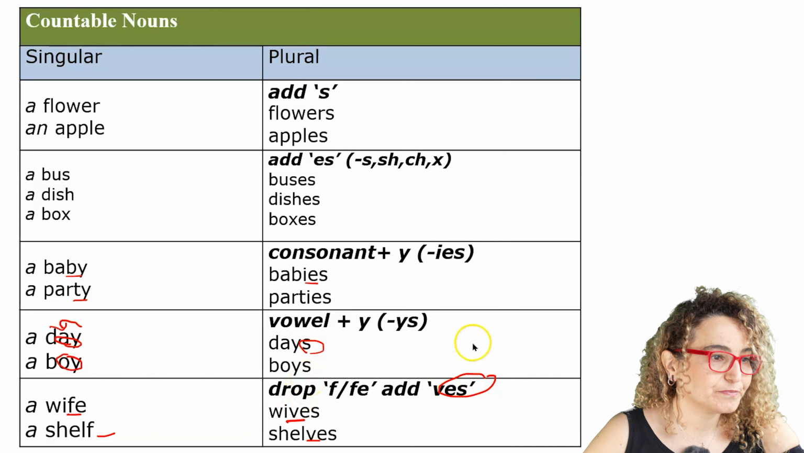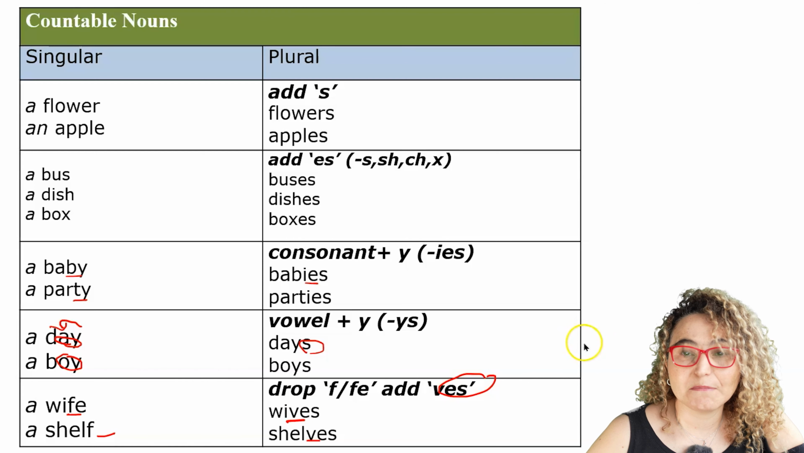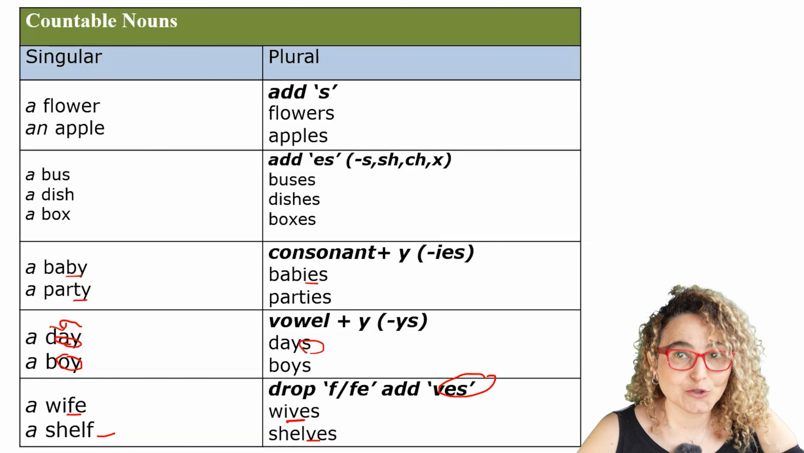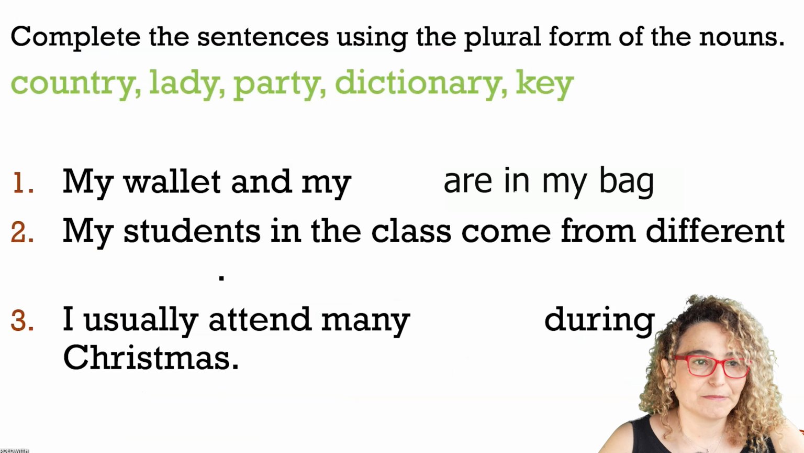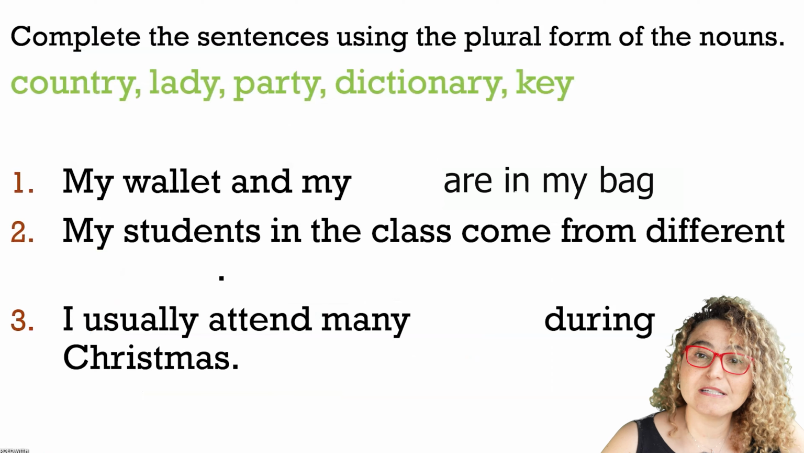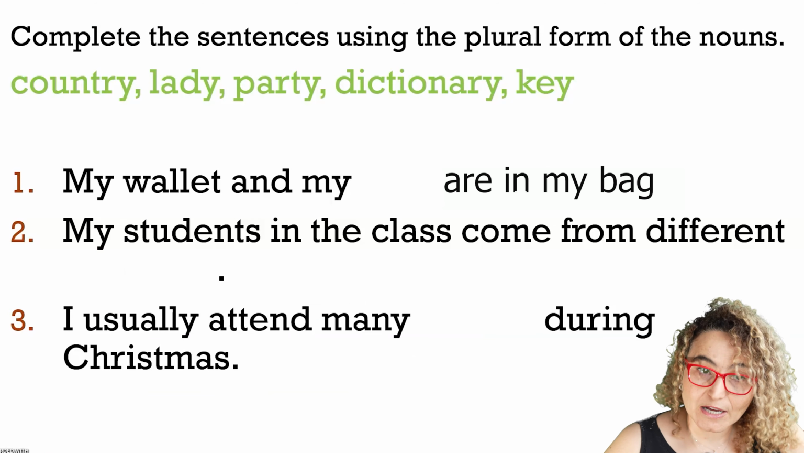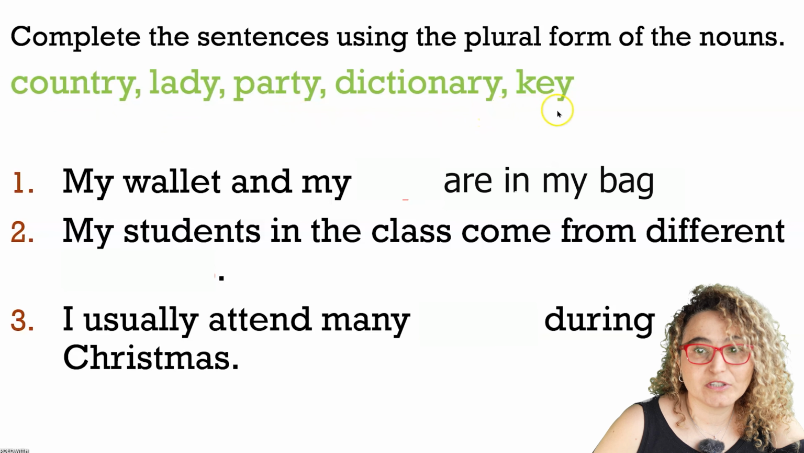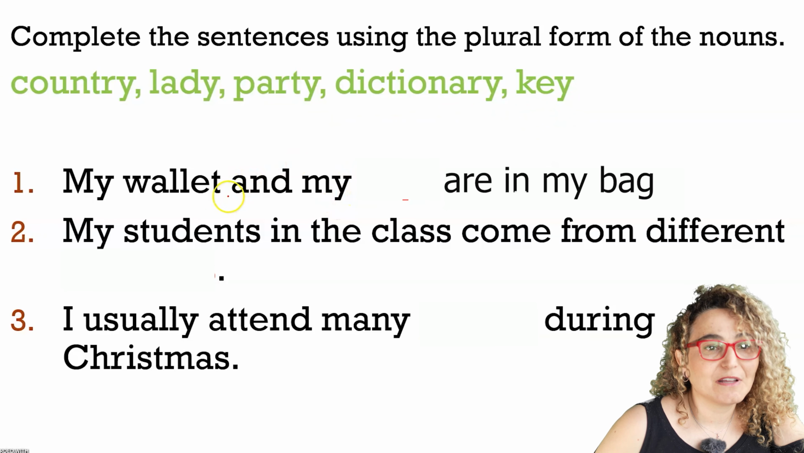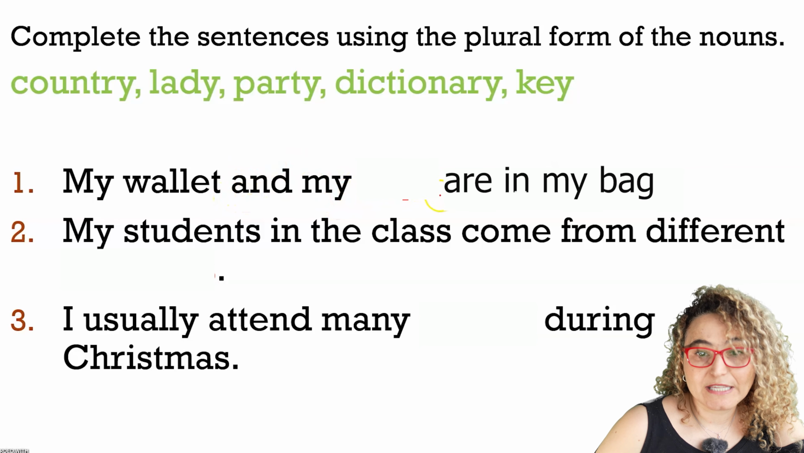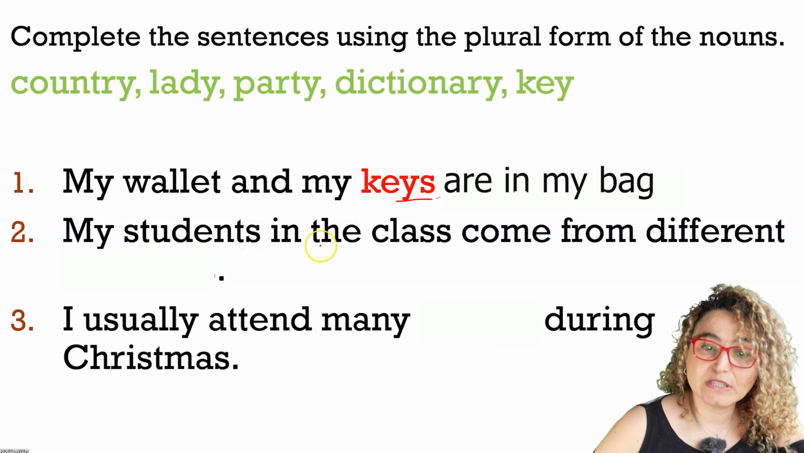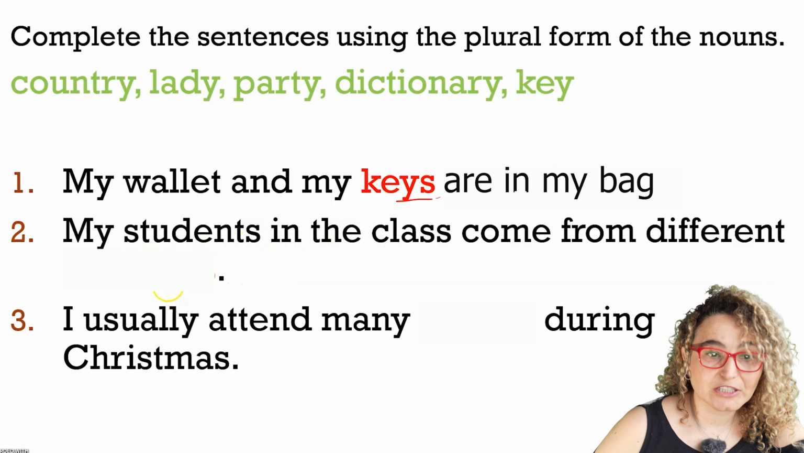Okay, moving on. Let's look at some examples and some questions. So as we always know, get your pen and paper ready and let's try to guess the answer together. Complete the sentence using the plural form of the noun. So we have country, we have lady, we have party, we have dictionary, and we have key. So my wallet and my keys are in my bag. My students in the class come from different countries.